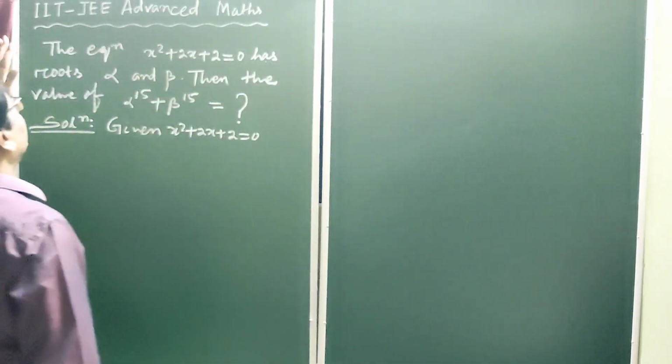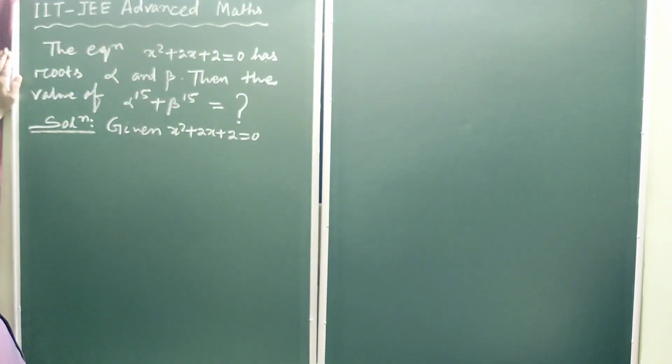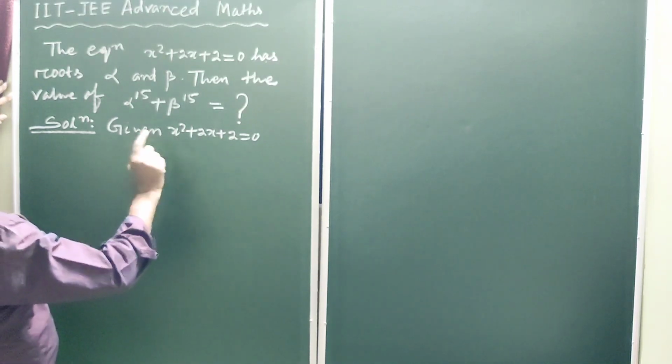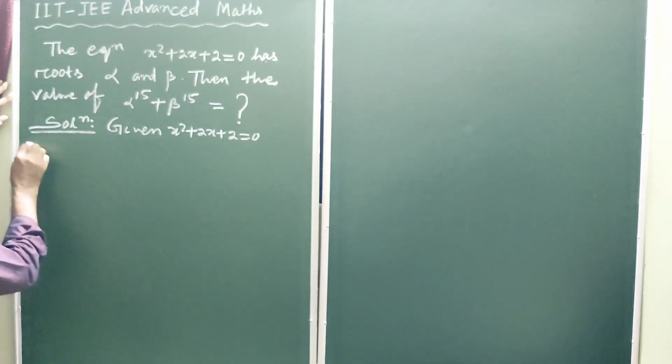The question is: the equation x squared plus 2x plus 2 is equal to 0 has roots alpha and beta. Then what is the value of alpha to the power 15 plus beta to the power 15? Here, given x squared plus 2x plus 2 is equal to 0.